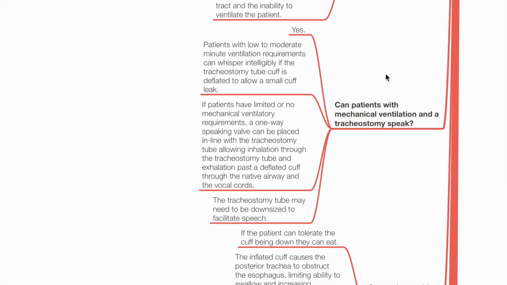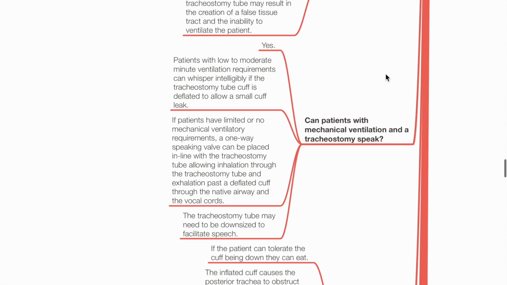Can patients with mechanical ventilation and tracheostomy speak? Yes. Patients with low to moderate minute ventilation requirements can whisper if the tracheostomy tube cuff is deflated to allow a small cuff leak. If patients have limited or no mechanical ventilatory requirements, a one-way speaking valve can be placed in line with the tracheostomy tube, allowing inhalation through the tracheostomy tube and exhalation past a deflated cuff through the native airway and vocal cords. The tracheostomy tube may need to be downsized to facilitate speech.